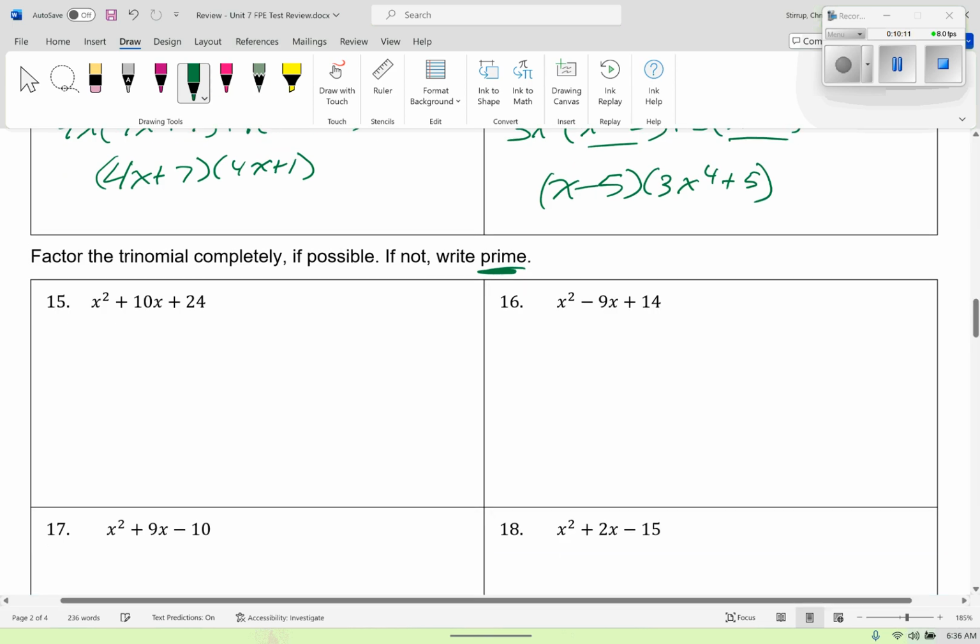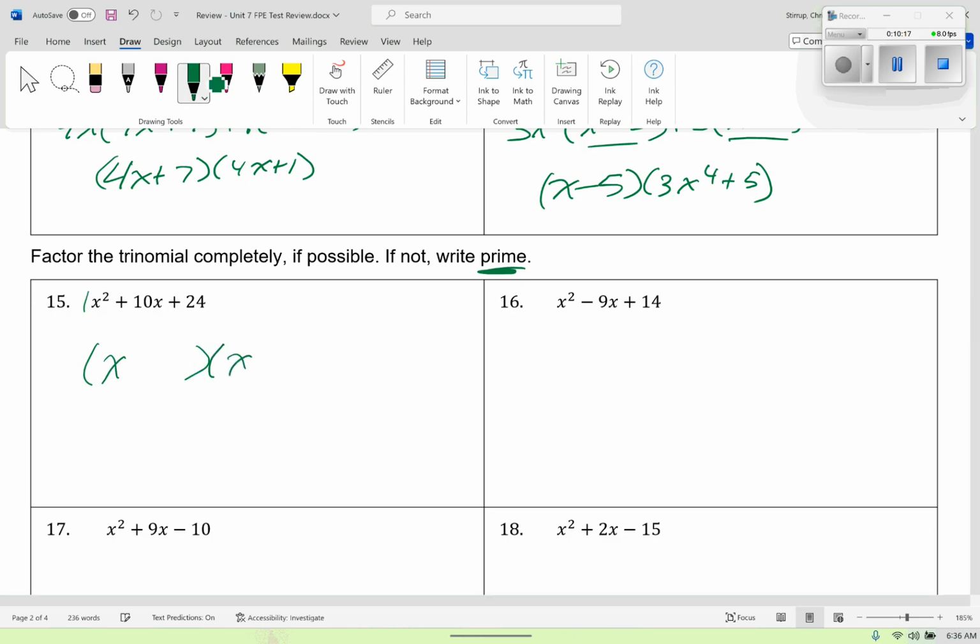So first one, it looks like we can do that quicker way because there's basically a 1 out in front of there. So I put x and x. I know all my signs have to be positive because I only see positive signs. So what two numbers multiply to give me 24 and add to give me 10? Well, I have 1 and 24. Well, that doesn't add to 10. I have 2 and 12. They're both positive. That adds to 14. I have 4 and 6. Is 4 plus 6 10? It is. So just plug those directly in.